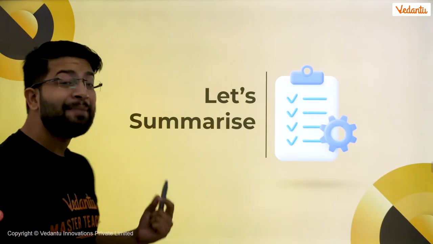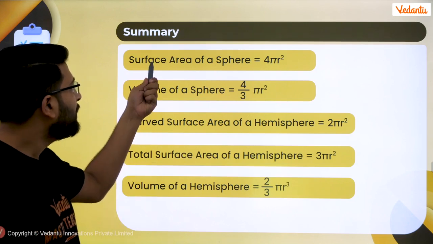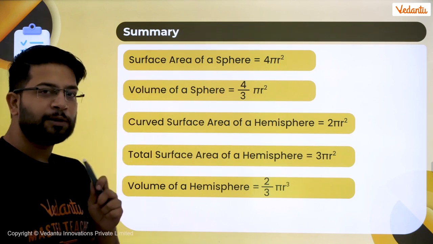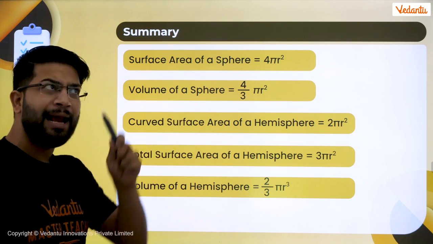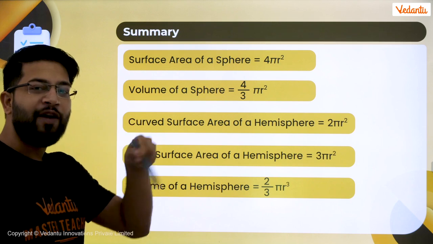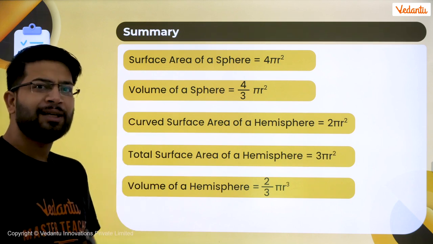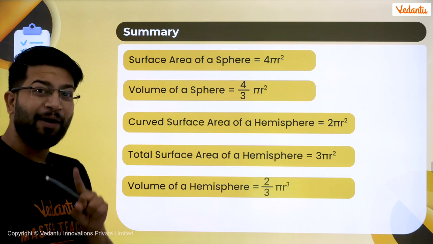Very good. So, champ, now let's summarize our class. In this class, we have seen the surface area and volume of the sphere. And we know in the sphere, there is no concept of base and top. But in the hemisphere, one circular flat surface has emerged. That is why the concept of CSA and TSA. I hope it is clear.